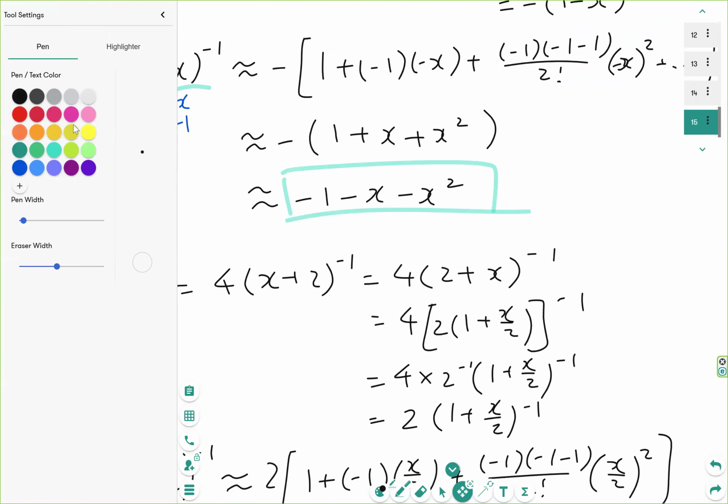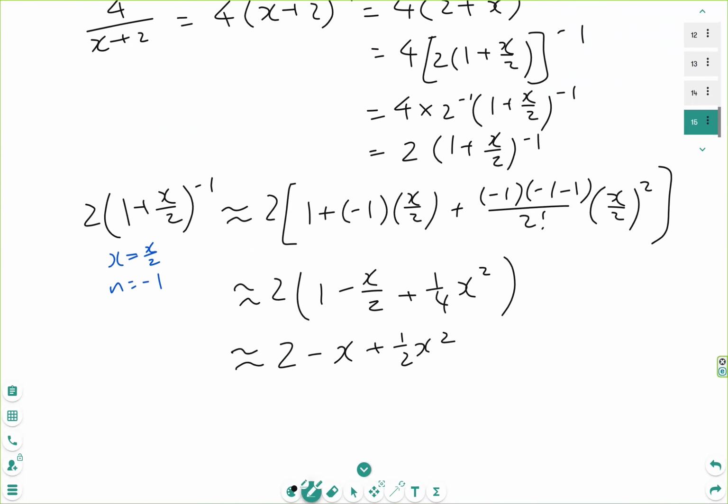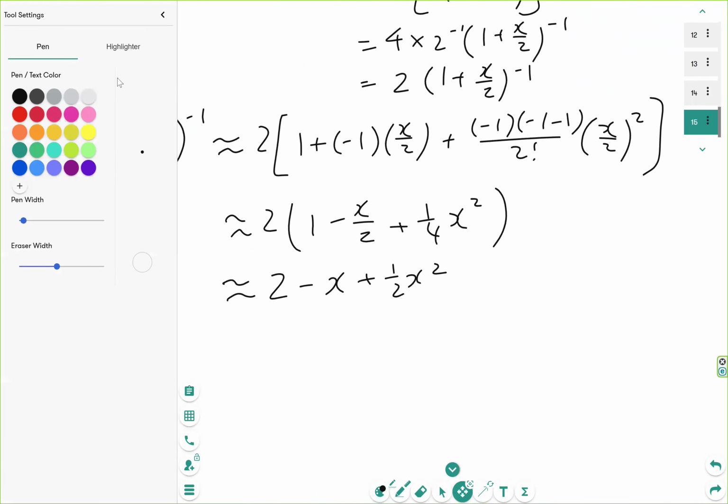And that's the last count. Is it yellow or blue? Yellow. That's the yellow expansion. Oh, why is this blue? We need yellow.